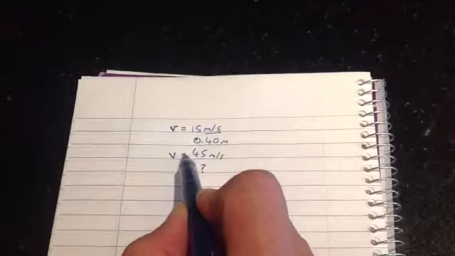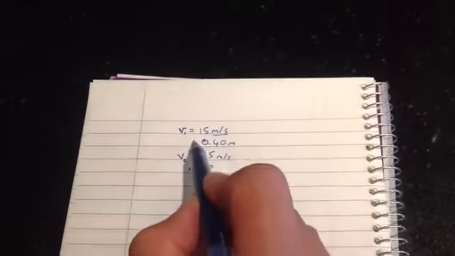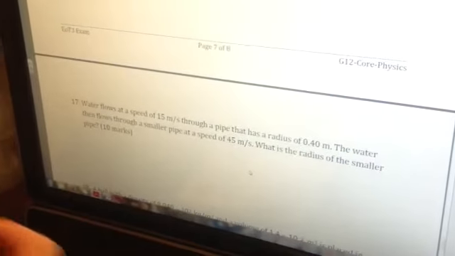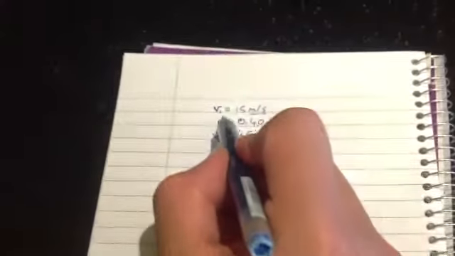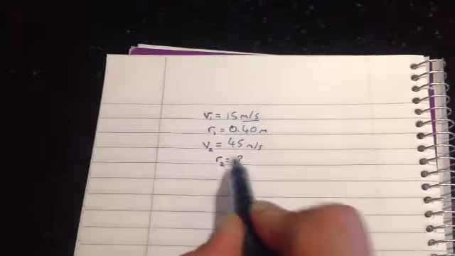15 meters per second, we don't need to look at that. That's definitely a velocity, for meters per second. And then therefore we have another velocity here, 45 meters per second. So we're going to call it 1 and 2. 0.4 meters is some type of distance. Let's check the question. A radius of 0.4 meters. So they've given us a radius. So we'll call this one radius 1, and we're looking for radius 2.